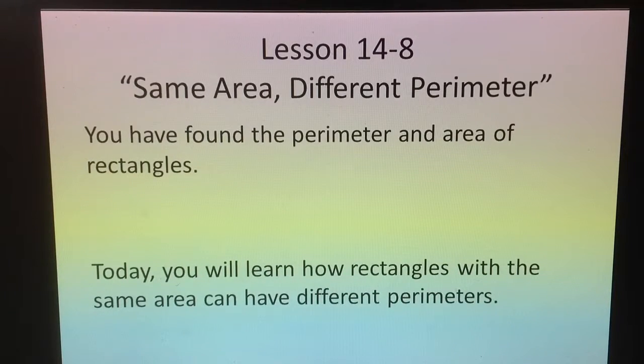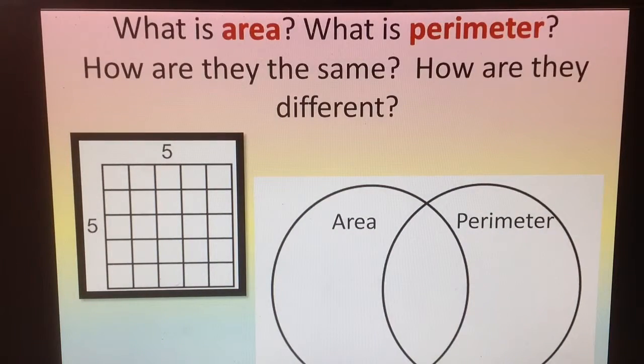You have found the perimeter and area of rectangles. Today, you'll learn how rectangles with the same area can have different perimeters. First, we'll review two terms that can be easy to confuse. What is area? What is perimeter? How are they the same and how are they different?